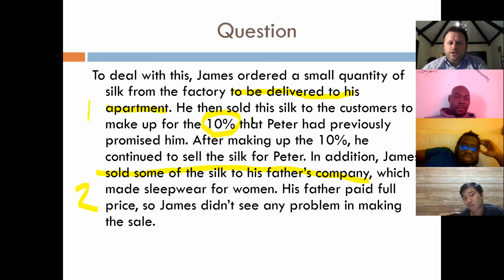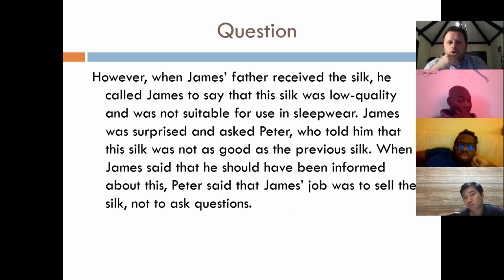There are some problems with this. When James's father receives the silk, he calls James to say that the silk was low quality and not suitable for use in sleepwear. James was surprised and asked Peter, who told him that the silk was not as good as the previous silk. When James said that he should have been informed about this, Peter said, James's job is to sell the silk, not to ask questions. What do you think?